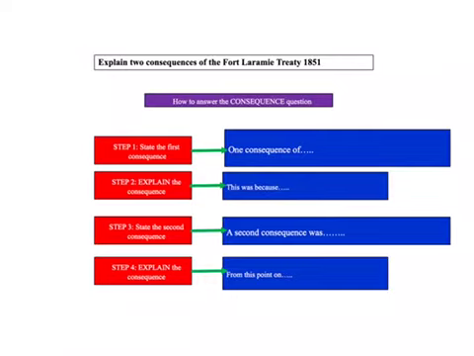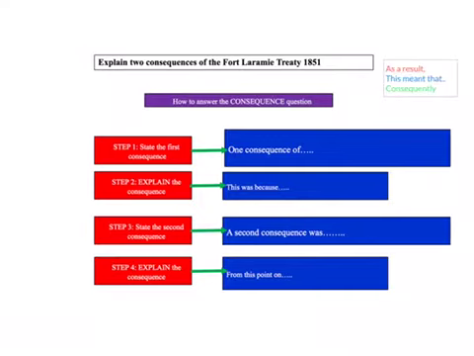Each will be a separate paragraph. This is a very simple structure for you to follow. For each paragraph, you need to state the consequence in a sentence and then add supporting detail and knowledge that will prove this consequence. Again, with the second one, state the consequence in a sentence and then add details that will support this. You can add connectors that will help you to focus on the question and emphasize the consequences of the Fort Laramie Treaty.